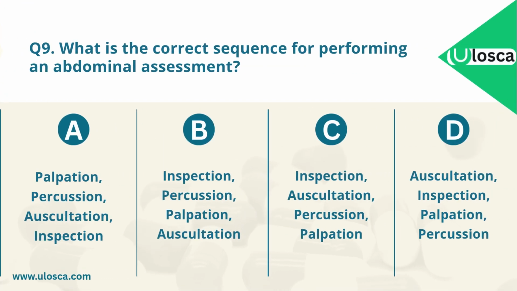Question 9. What is the correct sequence for performing an abdominal assessment? A. Palpation, percussion, auscultation, inspection. B. Inspection, percussion, palpation, auscultation. C. Inspection, auscultation, percussion, palpation. D. Auscultation, inspection, palpation, percussion. Which one is the correct answer?